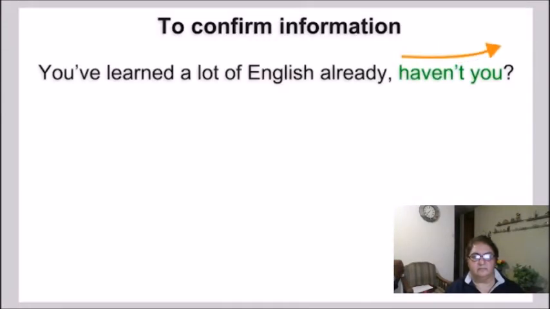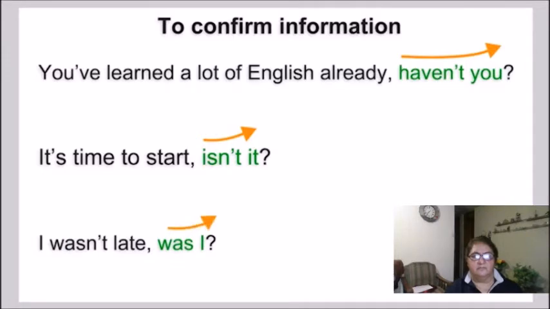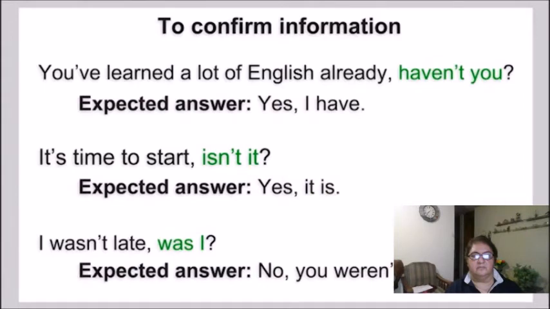The first way we use tag questions is to confirm information we think is true. We use upward intonation for these questions. For example, you've learned a lot of English already, haven't you? It's time to start, isn't it? Or, I wasn't late, was I? In each of these, we say what we think is true and add the tag to check. We expect the answer to confirm that what we think is true is. Look at the expected answers for these tag questions.